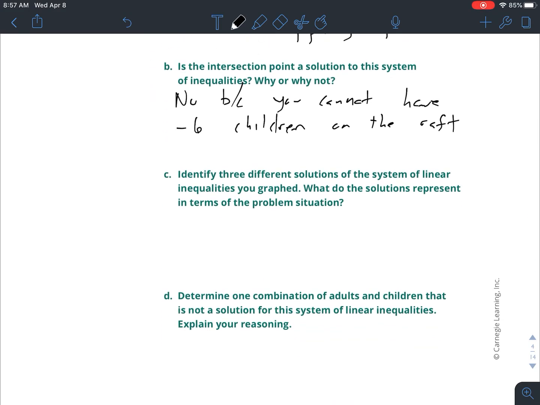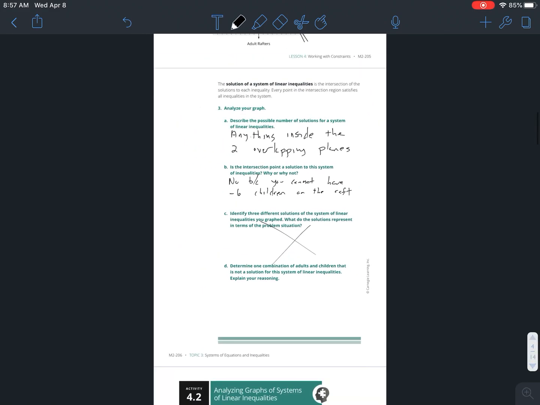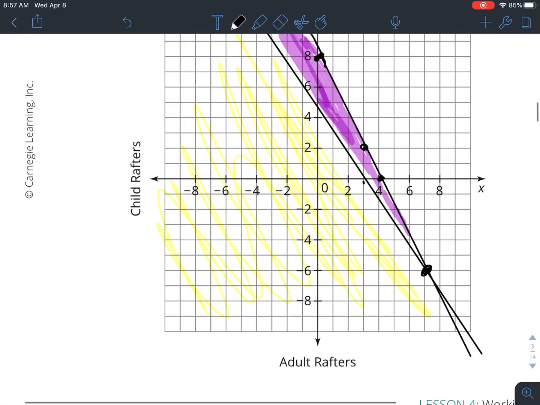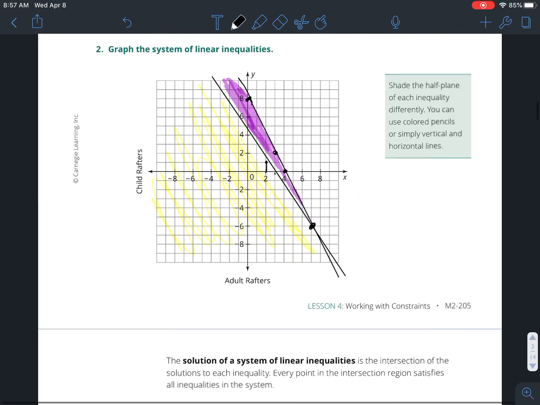Identify 3 different solutions of the system of linear inequalities you graphed. Okay, skip that. We're not going to sit through all those. Determine one combination of adults and children that is not a solution for the system of linear inequalities. Explain your reasoning. Okay, let's just say, for example, if we look at this, anything that's not in there, let's go with this point right here, 2 adults, 1 child.